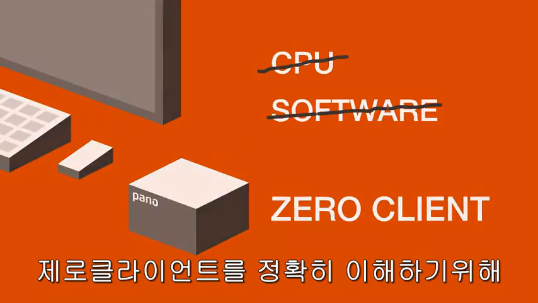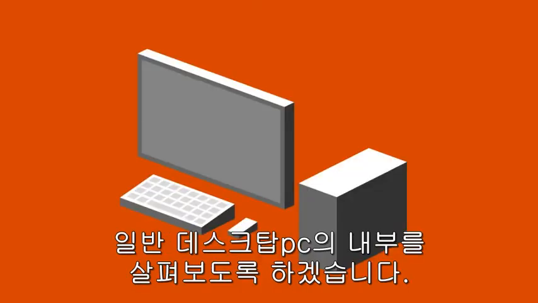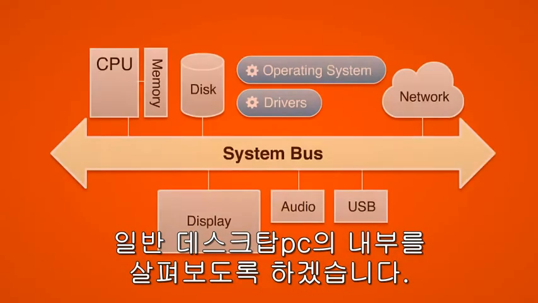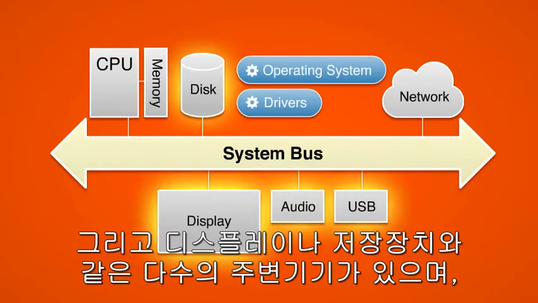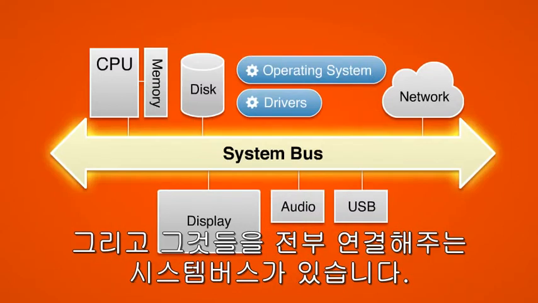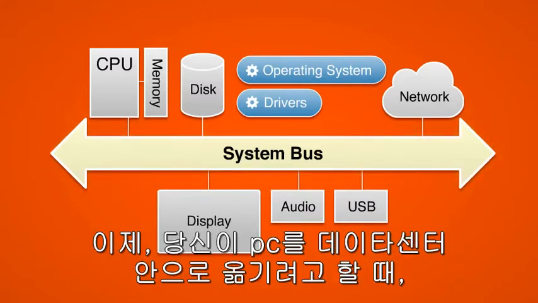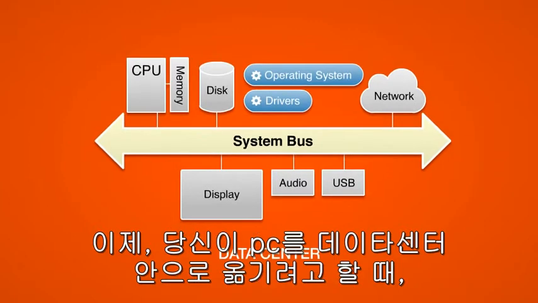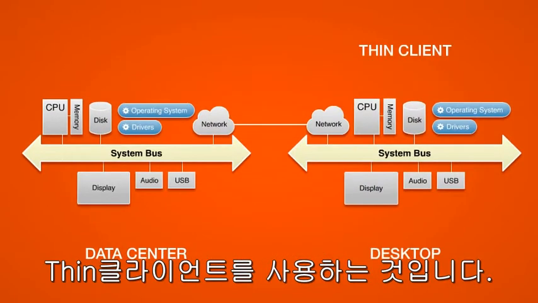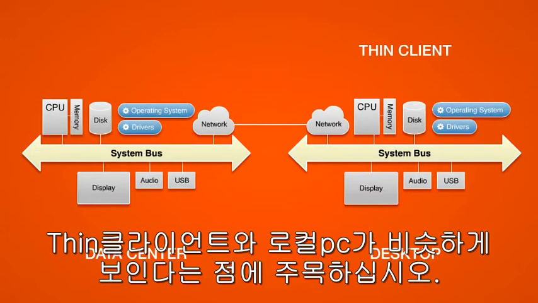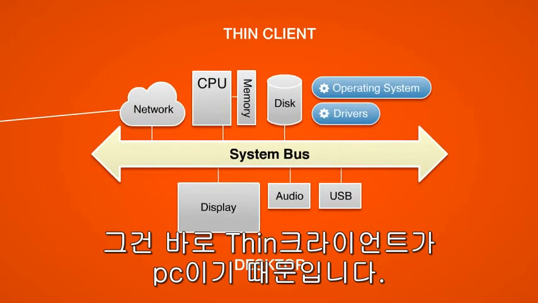To best understand what a zero client is, let's start by looking at the inside of a regular old desktop PC. Inside there's of course a processor, system memory, a number of I/O peripherals such as display and storage, and most importantly a system bus that ties them all together. Now, if we want to move this PC into the data center, then one way of accessing that PC is from a thin client. You'll notice that a thin client looks a lot like a PC on the inside. That's because it is a PC.